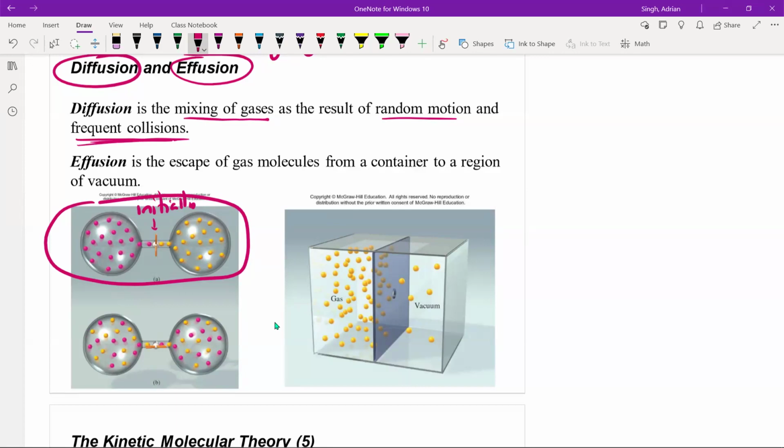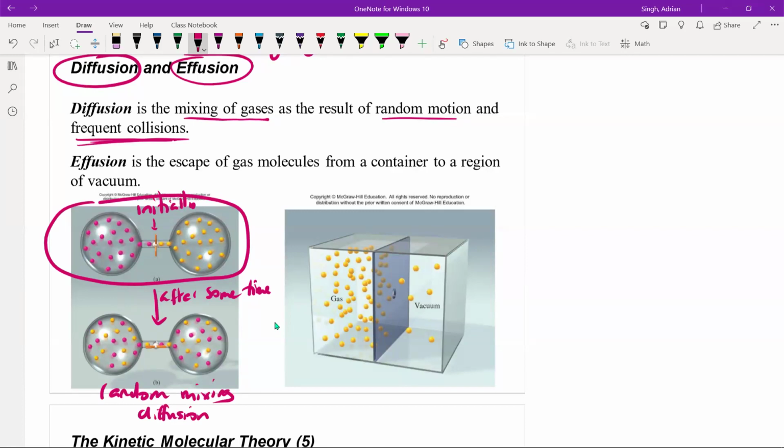If we open this valve, we allow the random motion of our gas particles to continue. What we would find after the course of time, let's say after some time, just due to the random motion of gases, is that some of the purple ones would move into the yellow region, some of the yellow ones would move into the purple region, and so on and so forth. So we have this random mixing of the gas particles, and this is what diffusion is.